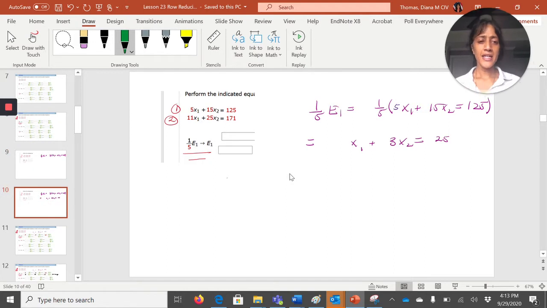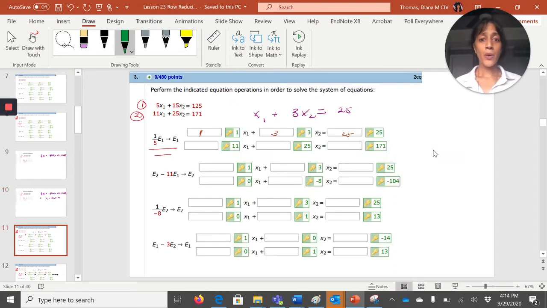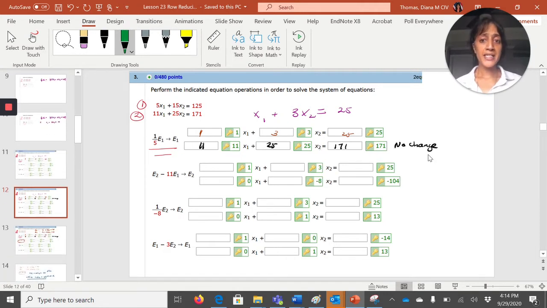What I get is x1 equals, the 5's cancel, 15 divided by 5 is 3, and 125 divided by 5 is 25. You have to be careful with bookkeeping. So my new equation is x1 plus 3x2 is equal to 25. That's my new E1. And down below, I replace E2 with E2. I didn't do anything, so there's no change for E2. And actually, it's nice that they're making you rewrite this. You're not going to get a muscle cramp with typing this in more than once.